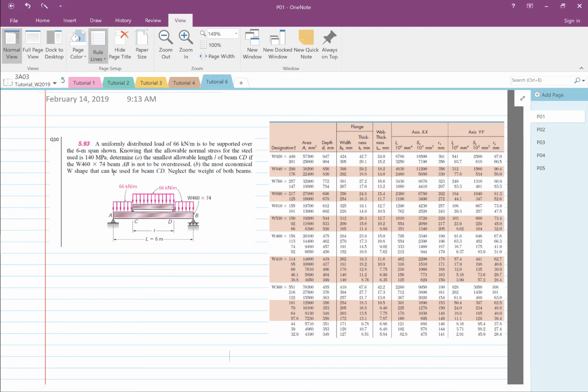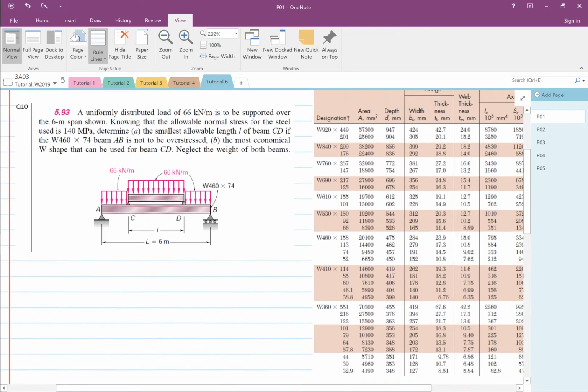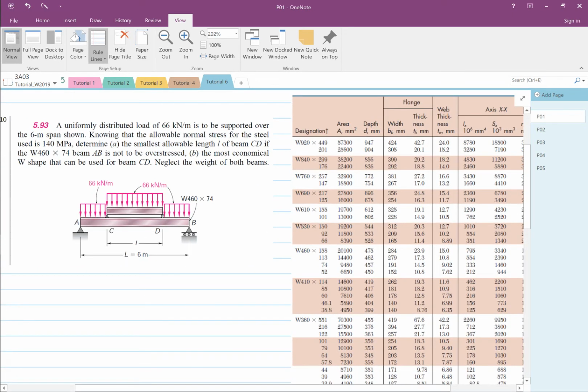So we are going to attempt one of the questions that I gave from the homework. This question is a uniformly distributed load of 66 kilonewtons, supported over a 6 meter span, and this is how the structure looks like. Determine the smallest allowable length L of beam CD if a W60x75 beam is not to be overstressed, and then find the most economical beam for CD. We are going to neglect the weight of both beams. This is a very classical, very interesting problem.